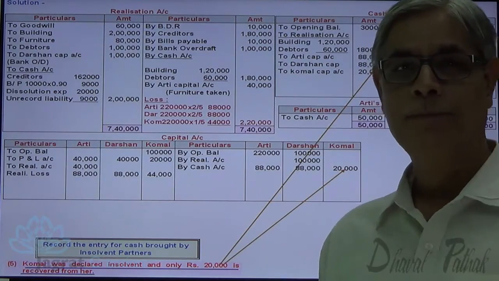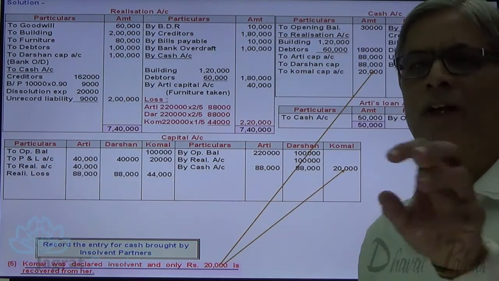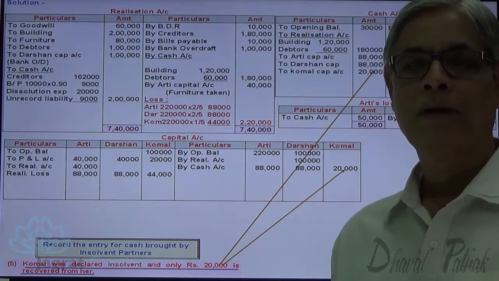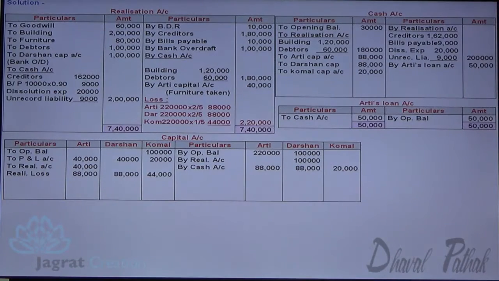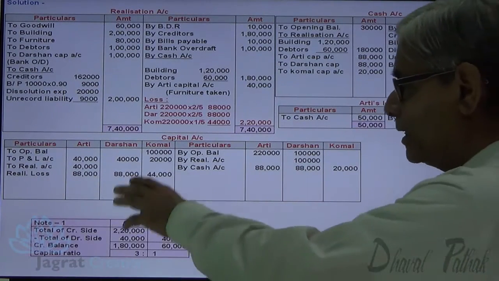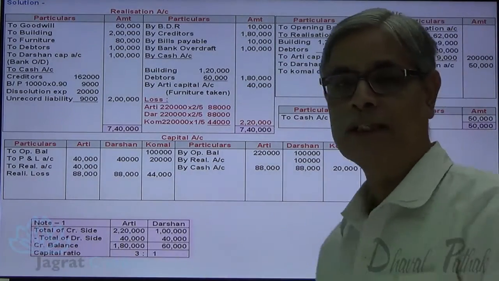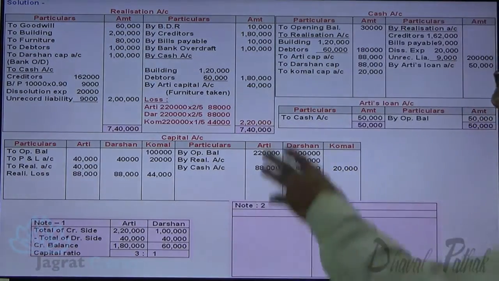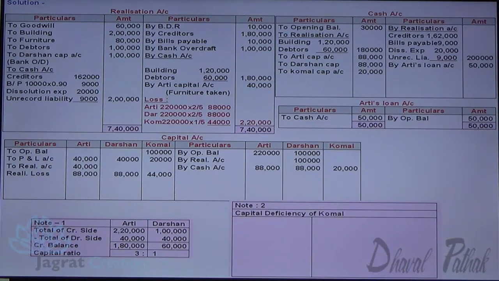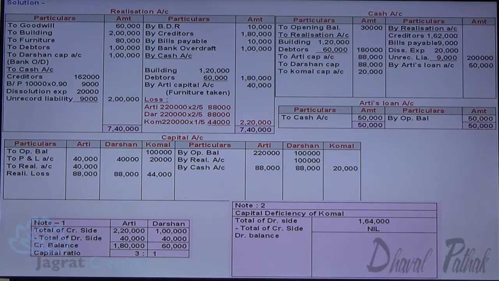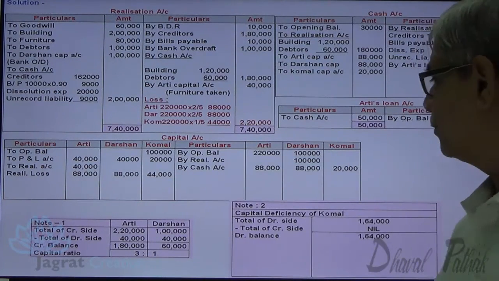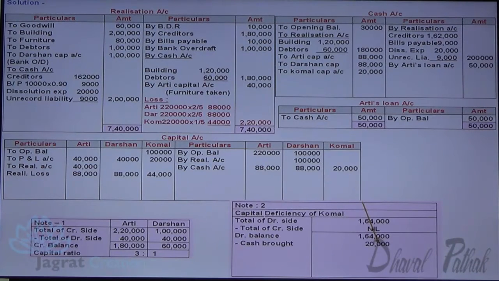Now let us find out the capital deficit, the amount not recoverable from Komal at the instance of insolvency of Komal. This is the capital proportion that we have worked out initially. Here I work out the capital deficiency. Total of debit side, as I told you, 1,64,000. Total of credit side was 0. So amount recoverable was 1,64,000. The amount recovered was only 20,000. So there is a capital deficit of 1,44,000.